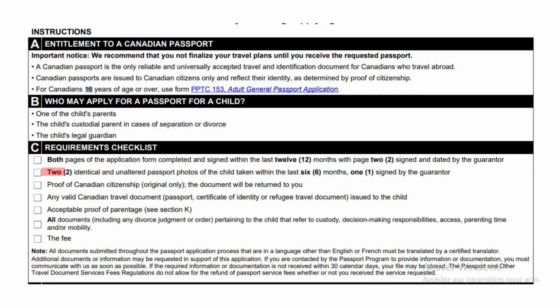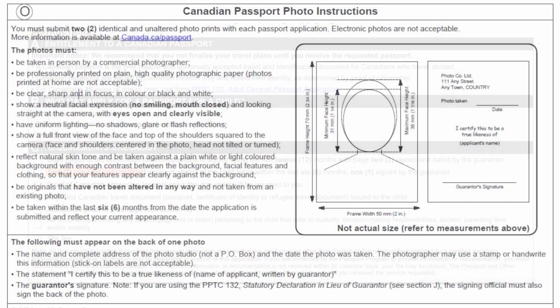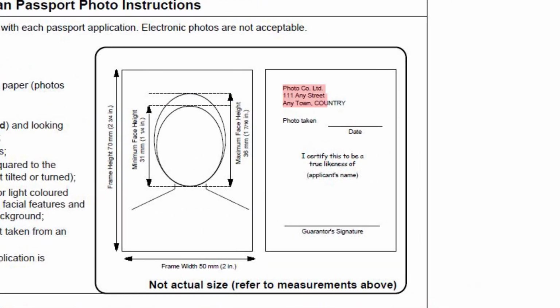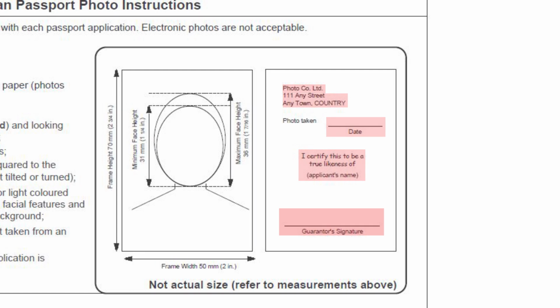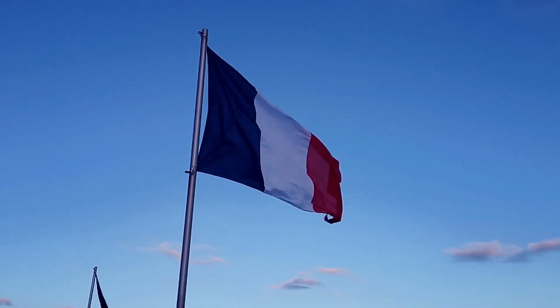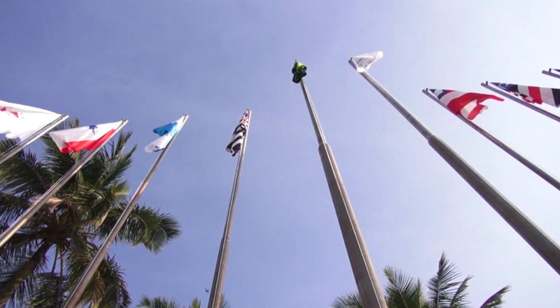2 identical passport photos of the child must be attached to the application form. On the back of one of the photos, the photographer must write their name, their complete address, and the dates the photos were taken. The guarantor must sign and date the back of this photo. The guarantor must have known you or your child personally for at least 2 years. You may need to provide extra documents if you're updating their gender identity. All the documents must be in English or French. If a document is in another language, you must provide an official translation.